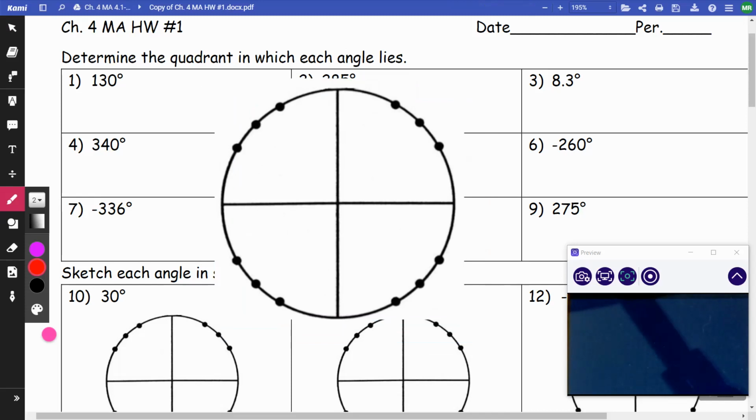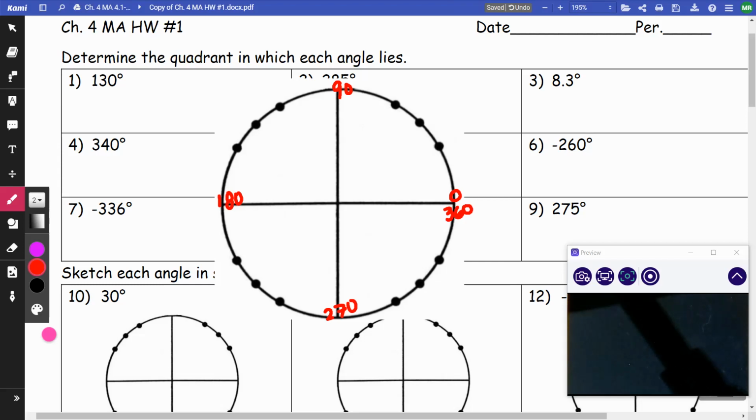So as I go around the unit circle, this is going to be 0 degrees, 90 degrees, 180 degrees, 270 degrees, 360 degrees.